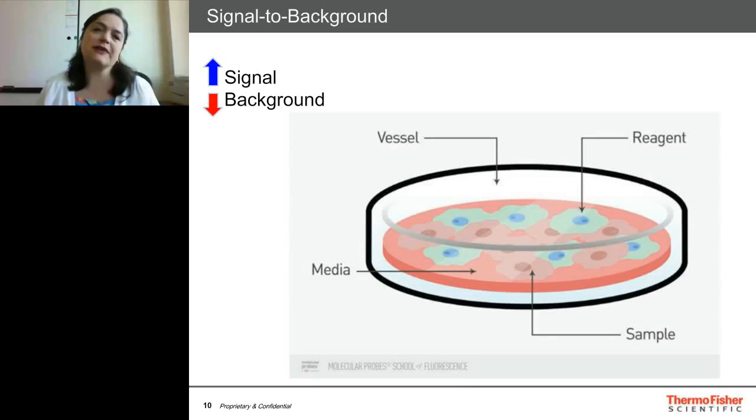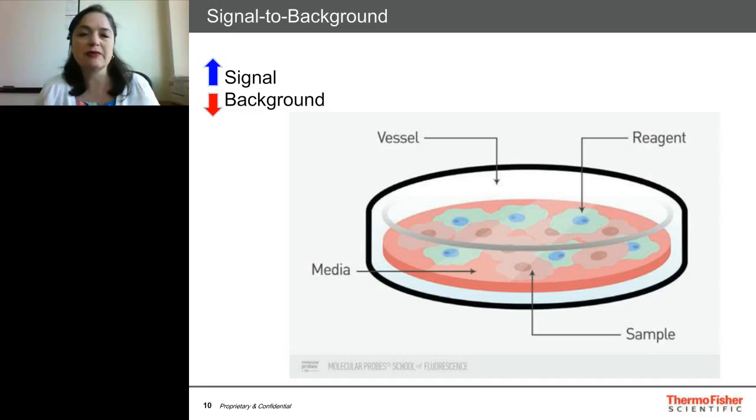So signal to background is really the name of the game when it comes to a successful fluorescent imaging experiment. And the way we define signal and background is we say signal is the fluorescent probe giving you a signal from where you want it to be. So if you have a specific probe, it's the fluorescence you want to see. Background is basically fluorescence from everywhere else, and it can be mostly non-specific background fluorescence, and it can come from a variety of places in your experiment. And that's what this little cartoon is showing you.